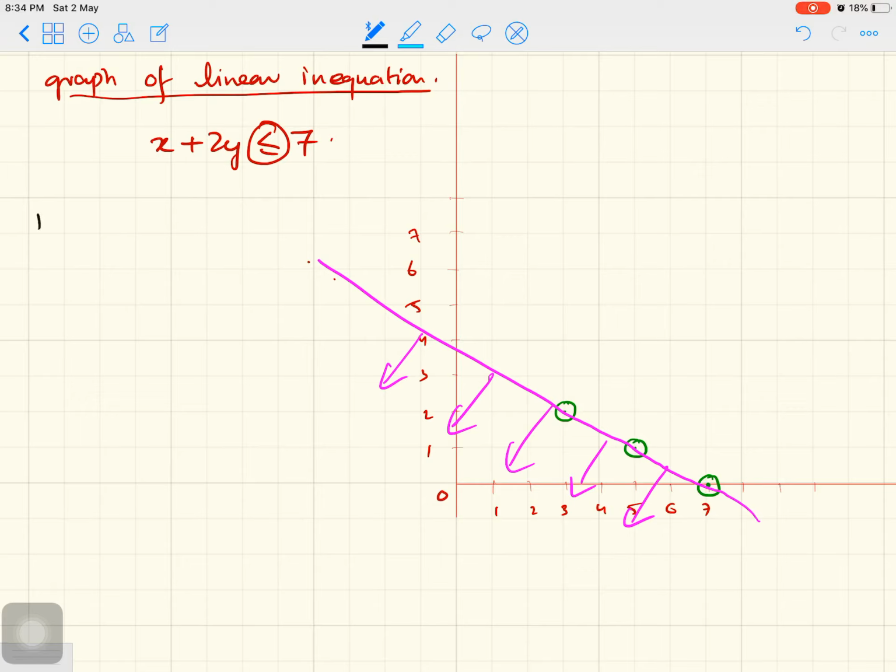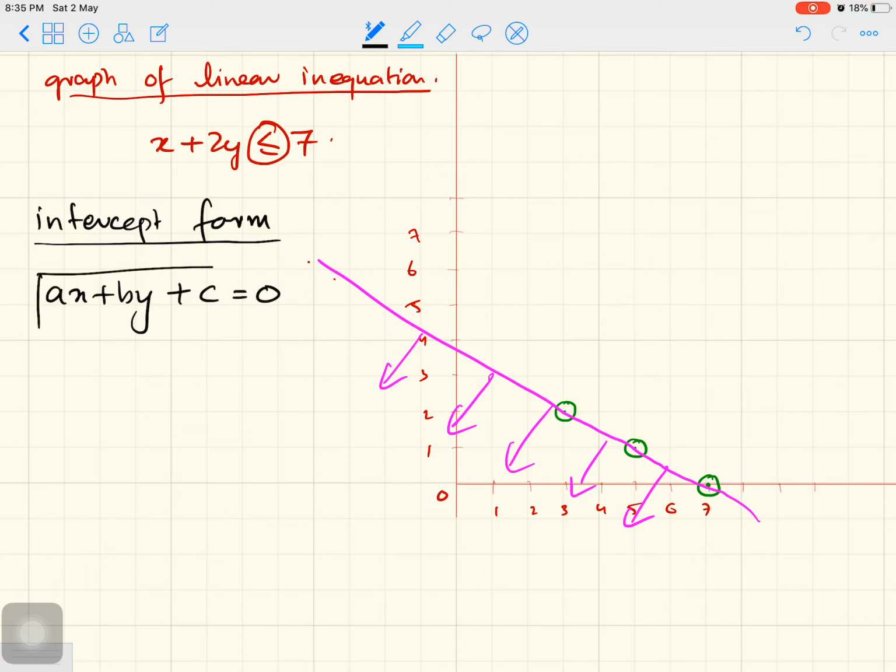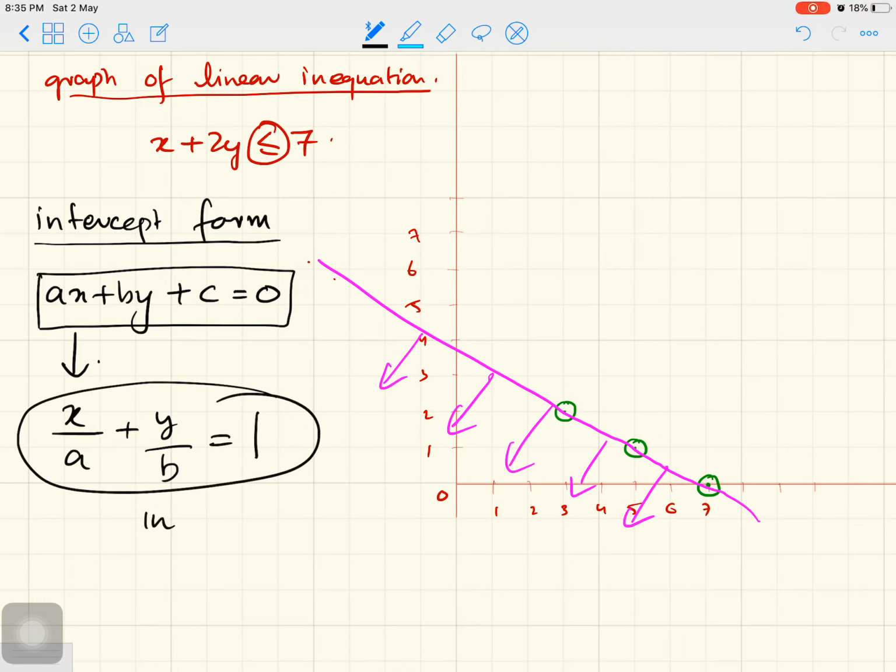There is something called the intercept form of a straight line. You may not be aware of it. Suppose any straight line is written in the form ax plus by plus c equals to 0. If you have this equation, then you need to convert it into this form: x by a plus y by b equals to 1. This is called the intercept form.